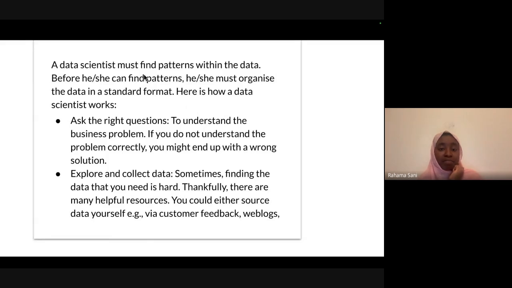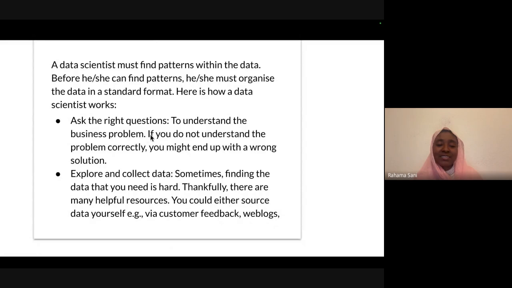This is talking about how a data scientist goes through the whole data science process. As a data scientist, you must find patterns within your data, and before you can find patterns, you must first be able to organize the data in a standard format. What this means is, assuming you're trying to get particular information and you have everything in a disorganized manner, you would need to organize things to be able to get what you want exactly. I don't know if my explanation is good enough, but yeah.